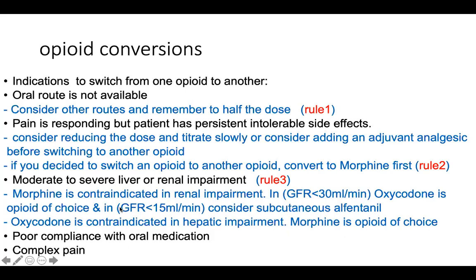So in renal impairment, stop morphine, give oxycodone. If GFR becomes less than 50 mils per minute, stop oxycodone and give subcut alfentanil. In liver failure, oxycodone is contraindicated. However, the opioid of choice in liver failure, like cirrhosis, or in case of liver cancer, morphine is the opioid of choice. You should go for morphine.